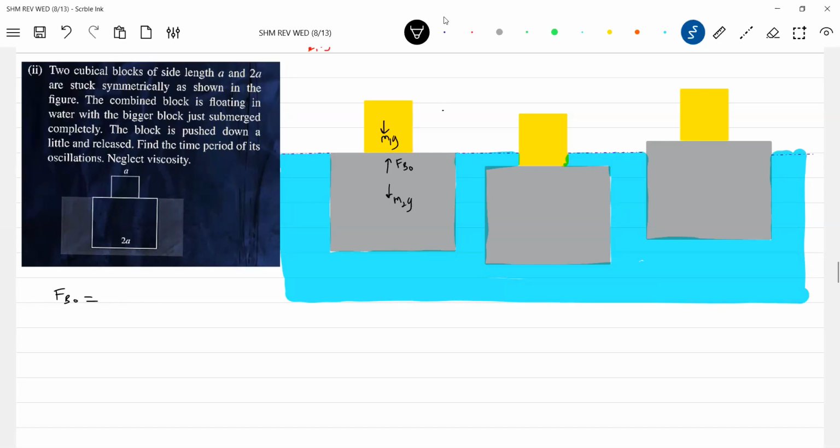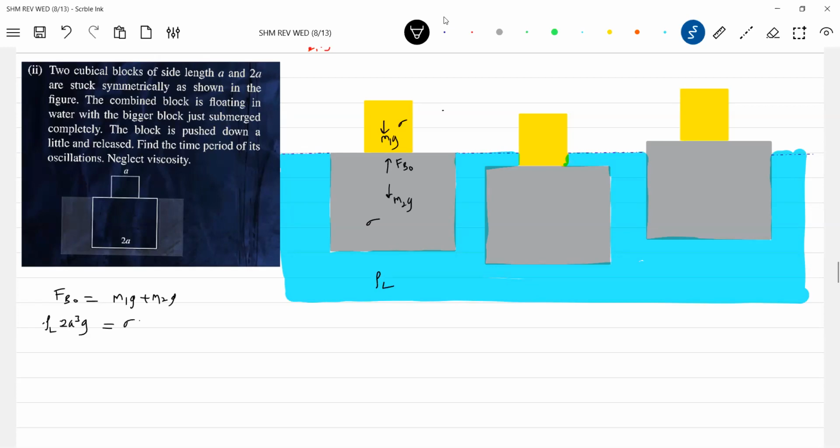Let me do one thing. FB naught equal to M1G plus M2G. So only area of coefficients are different, no? So buoyant force will be density of liquid, density of solid, let it be sigma, of side length 2A. Is it okay? 2A cube? Okay, it'll become cube. What is M1?